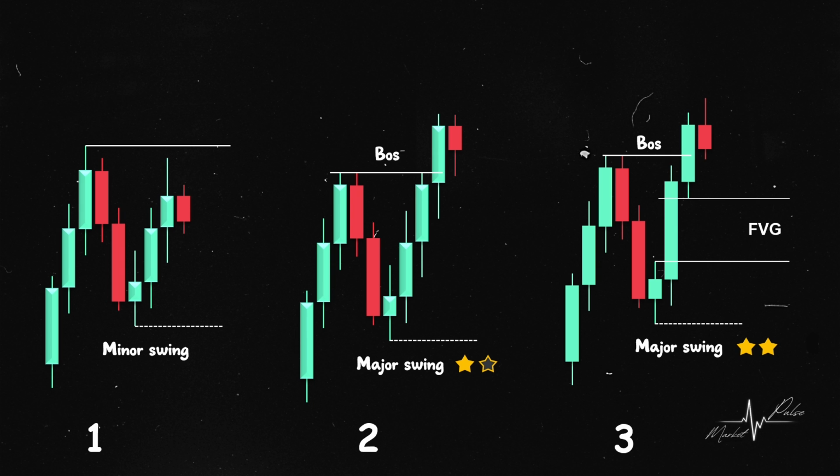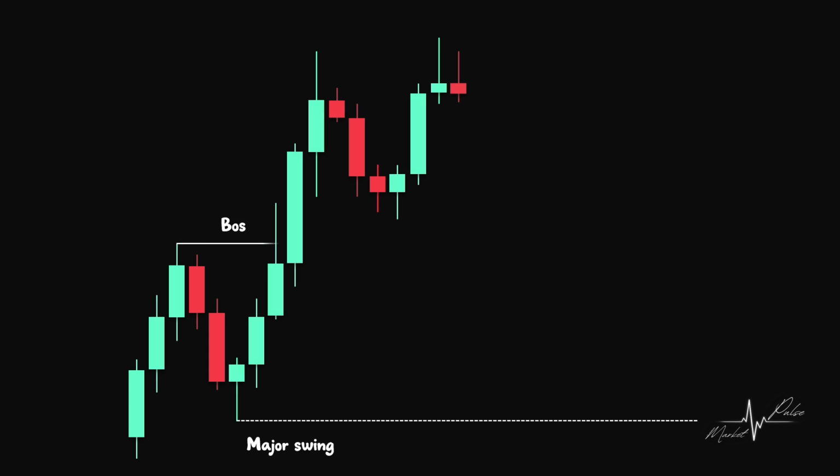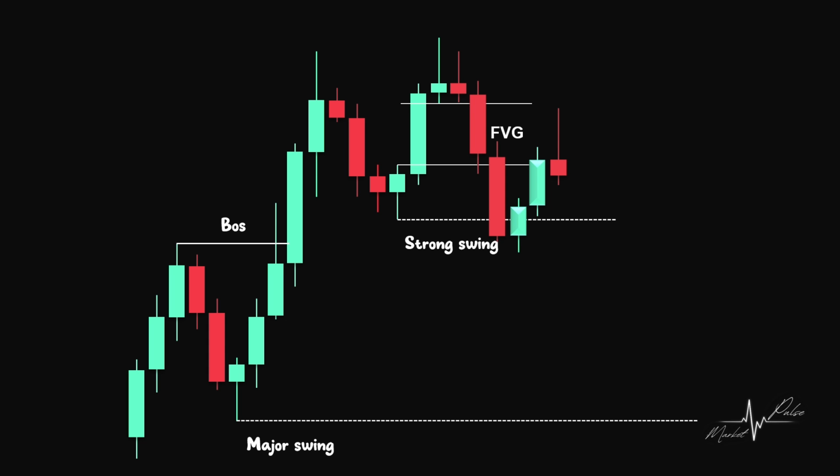So far, we have discussed 2 criteria that make a swing point important and major. Before we dive into the third and final criterion, let's look at a trading idea. Here we have a major swing low that originates this break of structure. We also have another swing that created an imbalance. This level is considered a strong swing even though it lacks a breakout. When the price returns to this level, we expect a rejection. However, if the price breaks below it, that indicates bearish momentum.